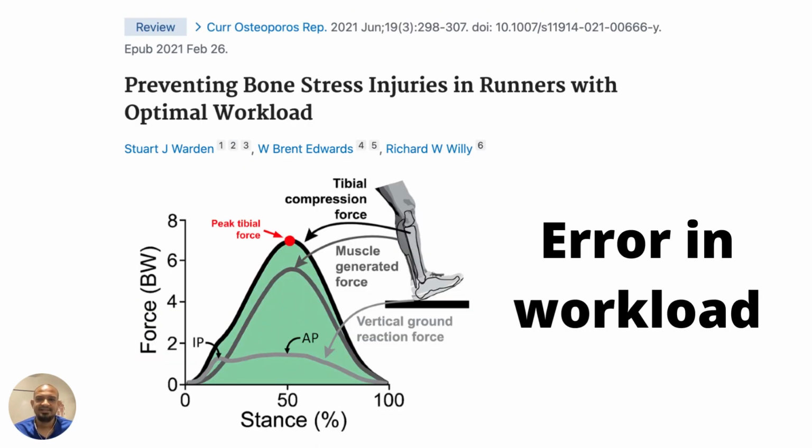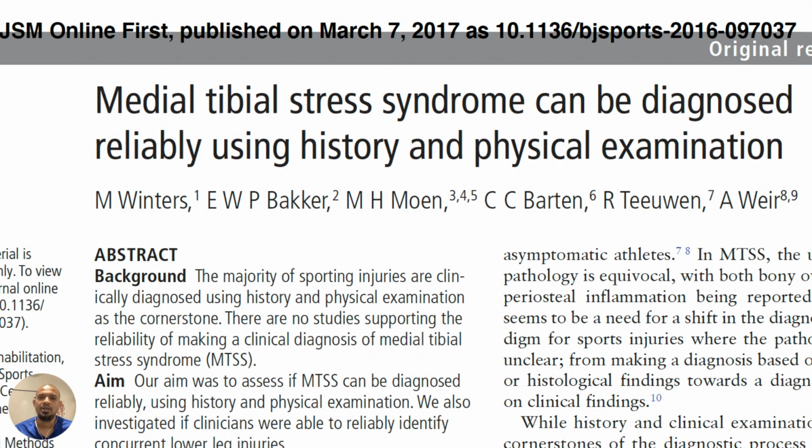So MTSS is thought to occur when that bone loading exceeds your ability to positively adapt. Warden et al. in 2021 refer to this as an error in workload, which means that your weekly running speed, distance or frequency were more than what you could handle. So this is one of the causes why they predict that MTSS could occur.